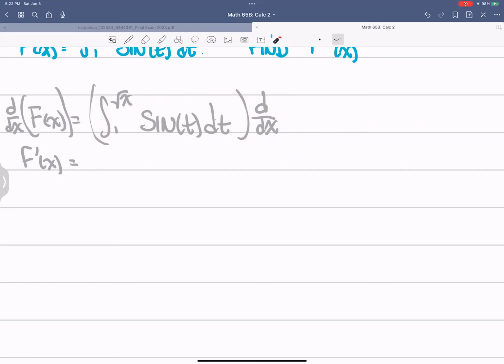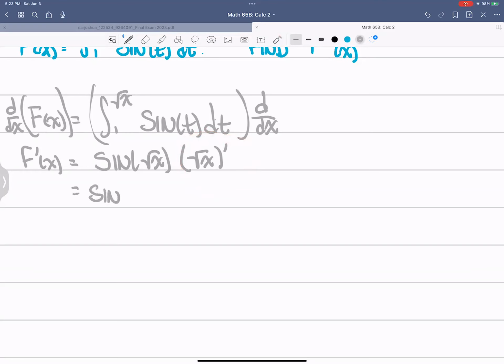When we differentiate that function, the derivative of an integral is the function, but we still have to look at the inside of that function too. We still have to look at the chain rule part. So here what we have is sine of, actually not t, sine of square root of x times the derivative of that inside part. So I'm going to write it like this, the square root of x prime. So we still have to take the derivative of this part right here.